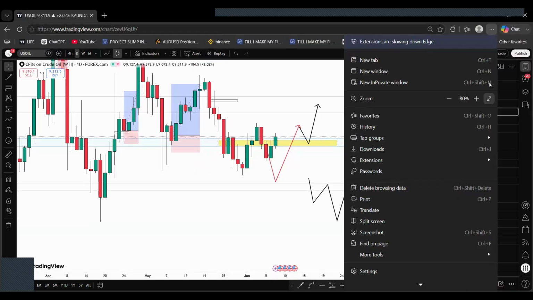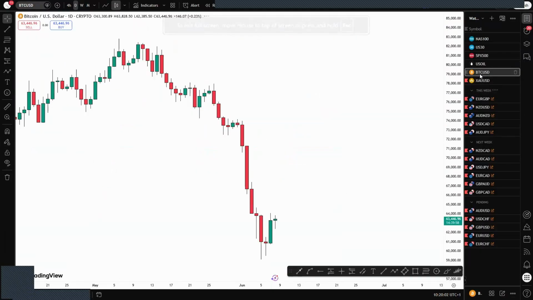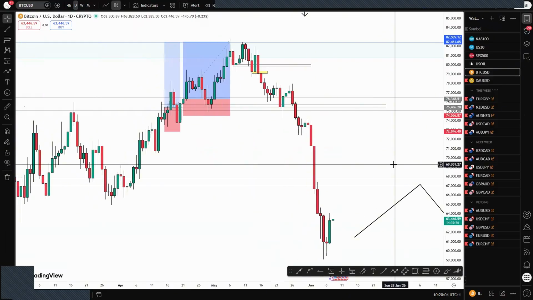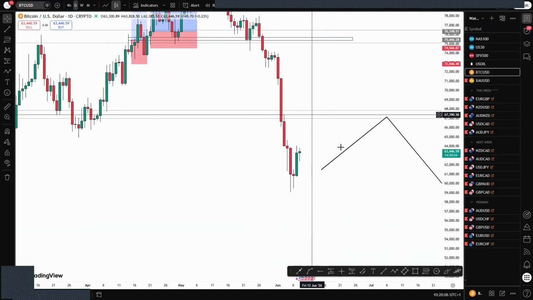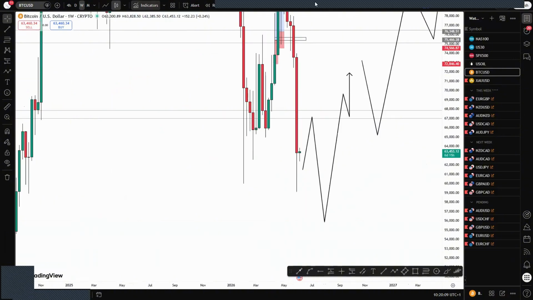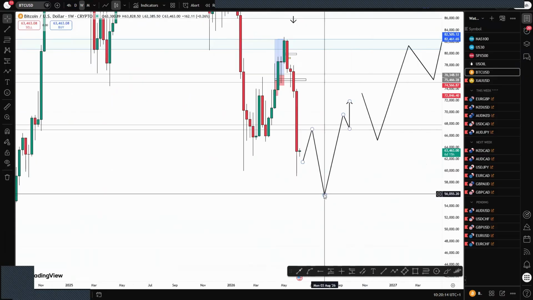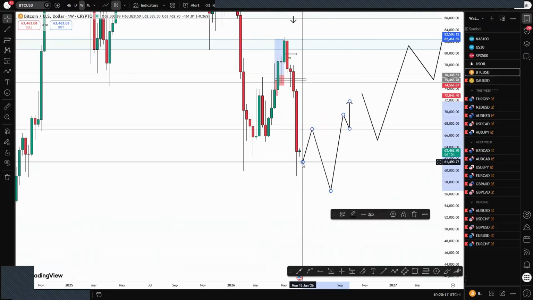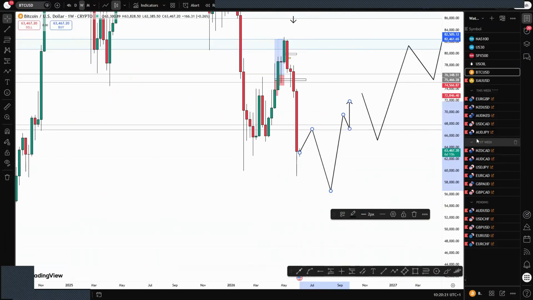This is Bitcoin. So you can see Bitcoin is at least having that rejection on the daily time frame, but I still need that major shift on the weekly time frame. Okay. So just a minute.